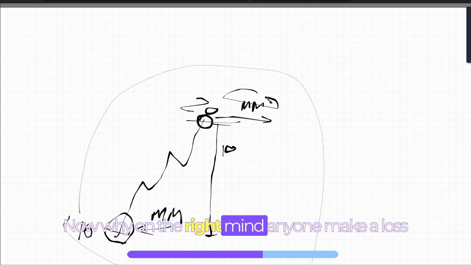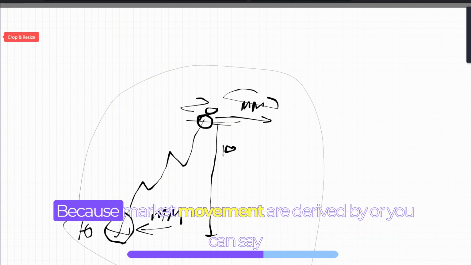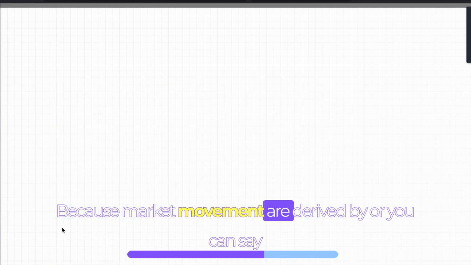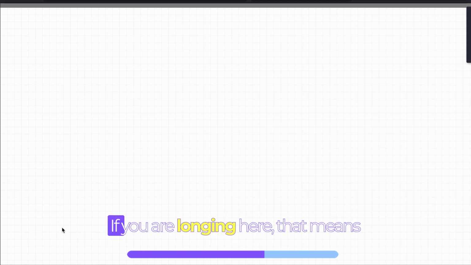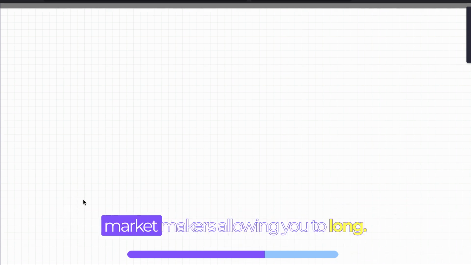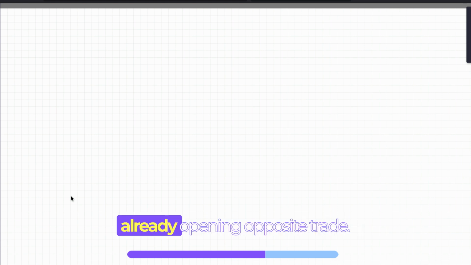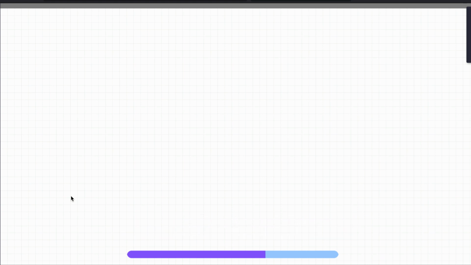Now why, in their right mind, would anyone make a loss knowing that they are going to make a loss? Because market movements are driven by, or you can say market makers run, the entire market. If you are longing here, that means market makers are allowing you to long. That means the market maker is already opening the opposite trade. Whatever trade you have opened, they are on the opposite side.